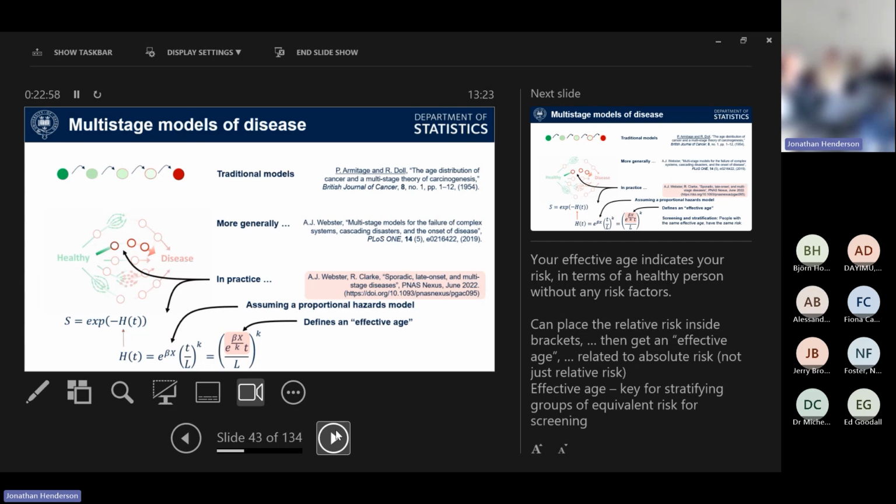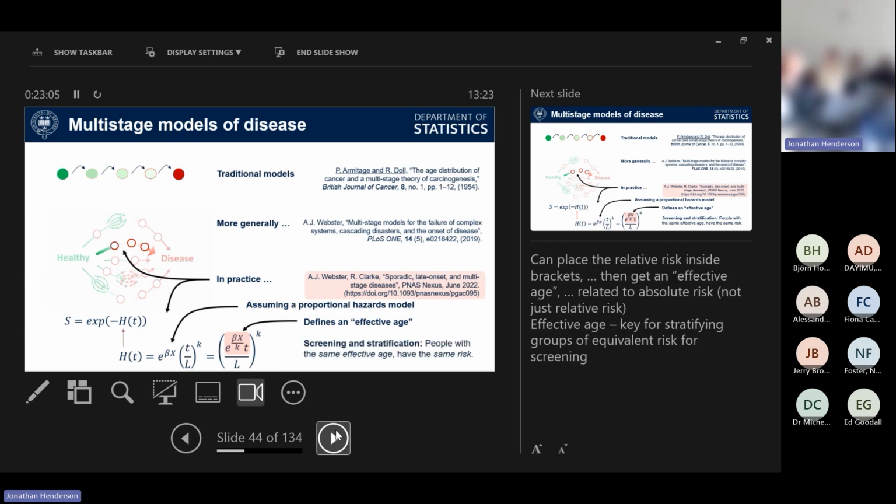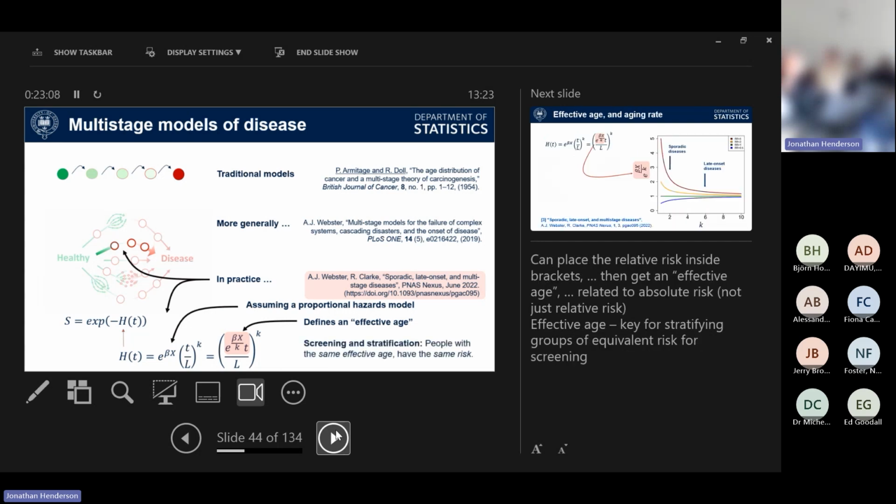And this is useful because if you were looking to screen people who are at an equivalent risk of disease, you could use that effective age to minimize the risk of over or under diagnosis, because you don't want to diagnose people with a disease, leading to unnecessary procedures. But on the other hand, you don't want to miss anything that's potentially serious. So it's important to get that to optimize screening.